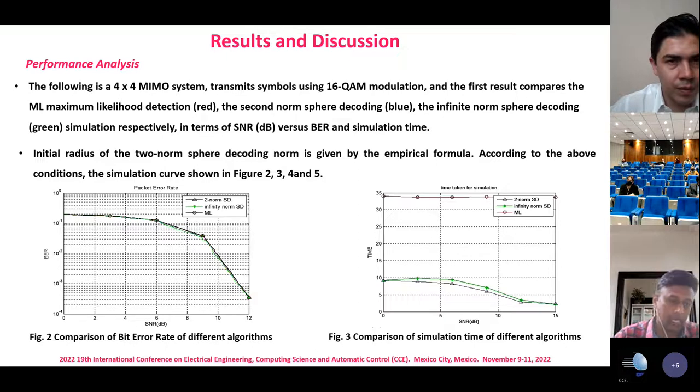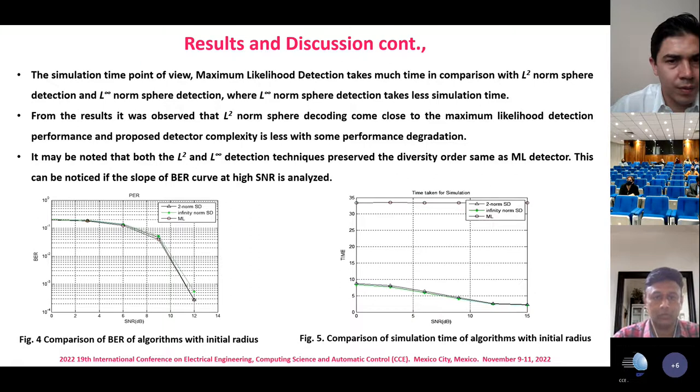Coming to the bit error rate of the different algorithms, two more graphs are there, Figure 4 and Figure 5, which compare bit error rate of the algorithms with initial radius. We have tried to restrict the radius within the sphere so that the constellation points will be considered within the sphere only. So the complexity will be reduced, and it covers all the points which we have to take. That is what we took in this research work.